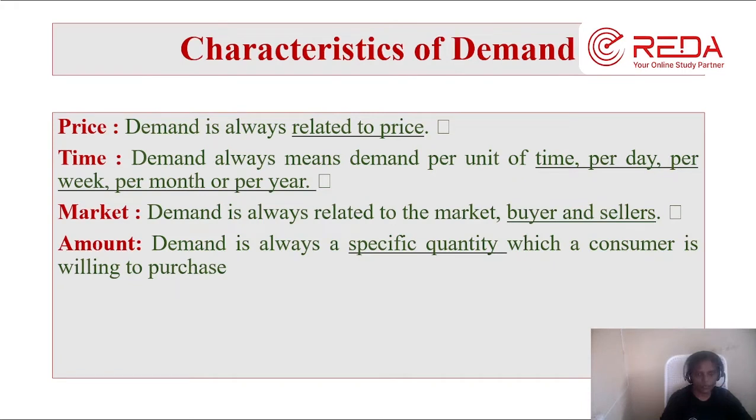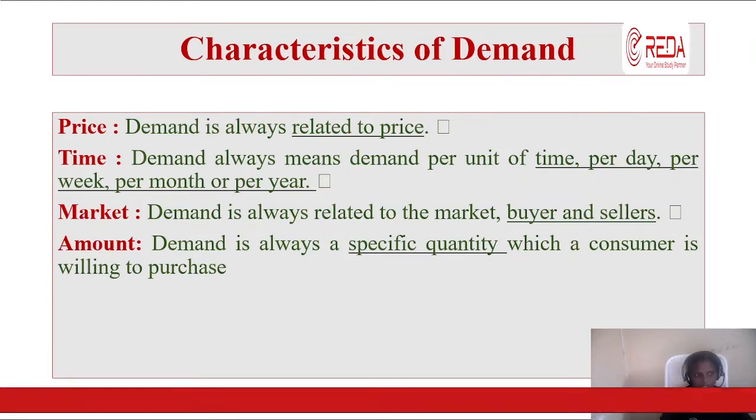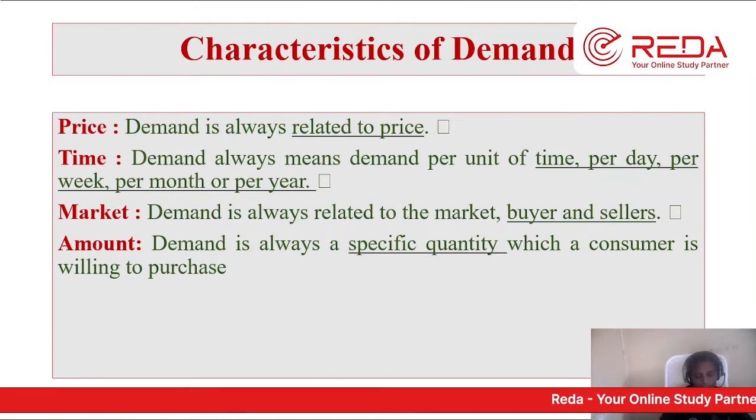Apart from price, we have time period. Though you are willing, you have the desire to purchase the commodity, and though you have the money to purchase it, the time period is a very important point in making a decision towards consumption. The time period may be a particular time, a particular day, a particular week, month or year. Whatever it is, the time period is a very important factor for the demand for a commodity.